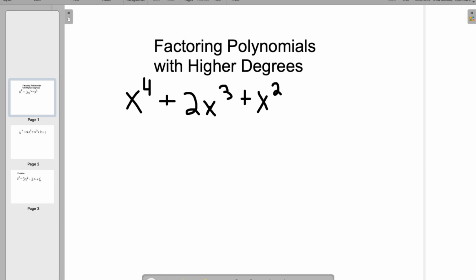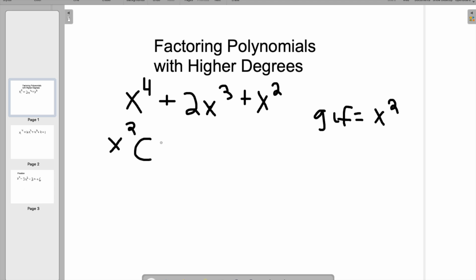In this lesson, you'll be learning how to factor polynomials with higher degrees. So in my first example here, I have x to the fourth power plus 2x to the third power plus x squared. As you can see, the degree of this polynomial is 4. So what we want to do first is find the GCF of all three terms, and the GCF is x squared because you can divide all the terms by x squared. So you want to take out x squared and then just factor it.